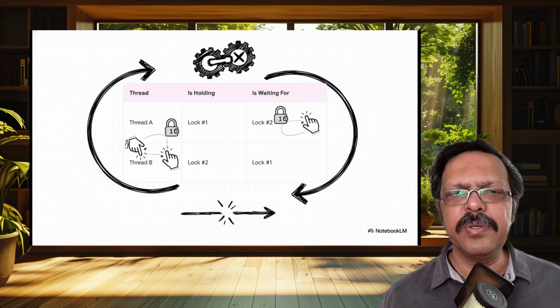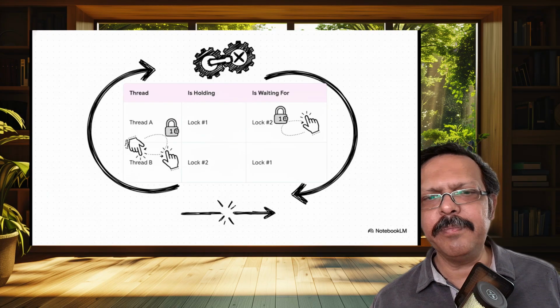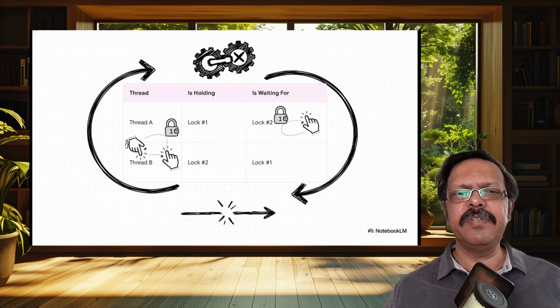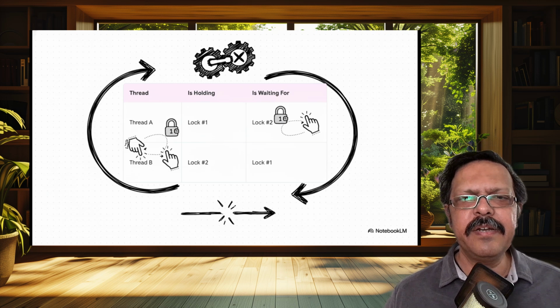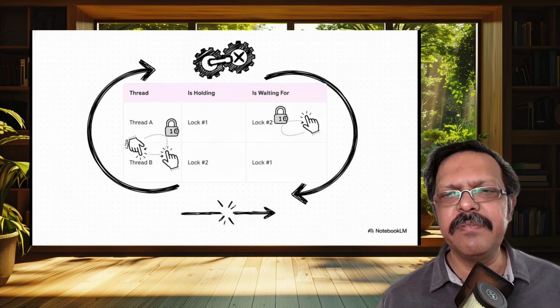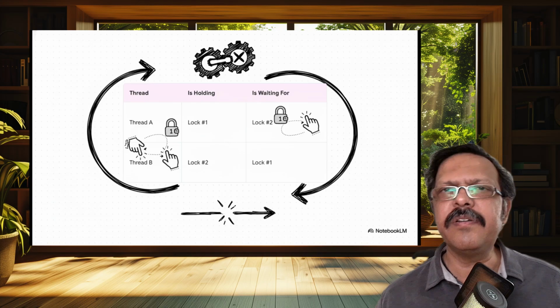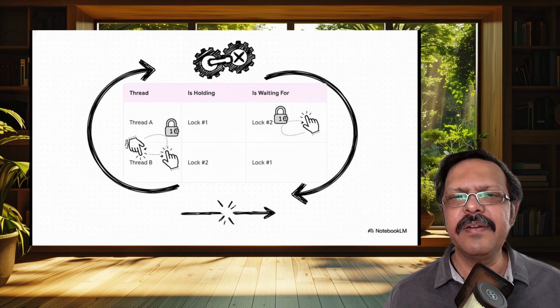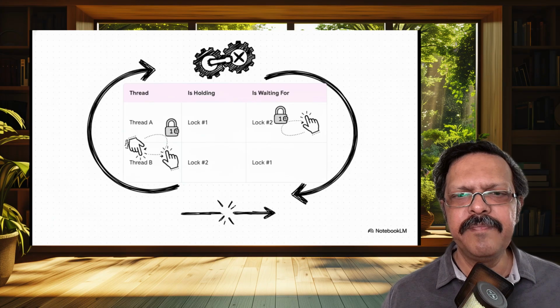Two operations control the semaphore. The first is a wait, called P. This operation decrements the counter and blocks the thread if the counter becomes negative. The second operation is a signal, sometimes called V. This increments the counter and wakes a waiting thread if one is waiting. So semaphores can represent both simple locks and manage a pool of resources.